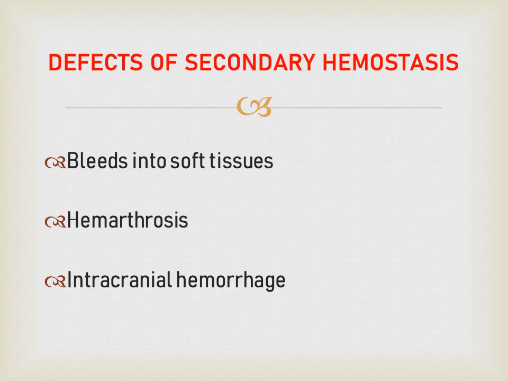And these bleedings, these muscular bleedings or the joint bleeding, can occur even after minor trauma. And the third important thing written here is the intracranial hemorrhage. Again, the intracranial hemorrhage, if that is associated with the coagulation factor abnormalities, may be fatal and can result in the death of the patient. So these are the defects of the secondary hemostasis, which are mainly due to coagulation factor abnormalities.